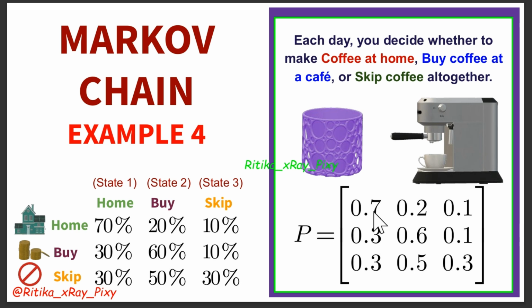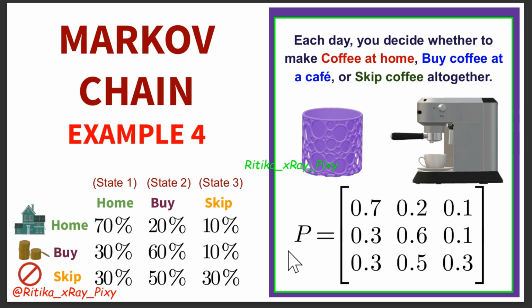So here you can see the transition matrix. 0.7 means 70% chance of making coffee at home. 0.2 means 20% chance when you made coffee at home, the next day it is a 20% chance that you will buy outside, and 0.1 means 10% chance you will skip it the next day. Done. Like this we have 0.3, which means if you buy coffee, then the next day there is a 30% chance you will make it at home. Done. So like this we have all the values.